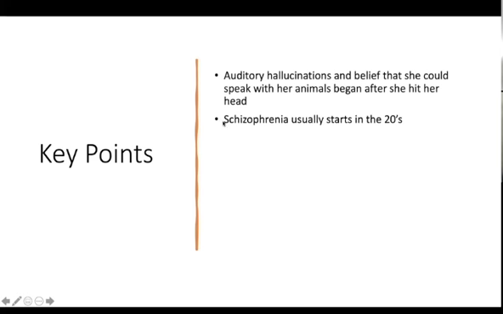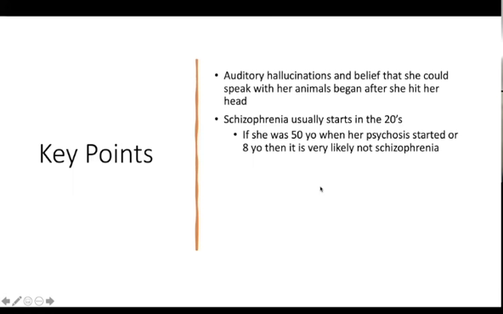Now, could it be schizophrenia? Schizophrenia for women does usually start a little later, in their late 20s. So we definitely have to keep that in the back of our mind. Now, if she was 50 years old or 8 years old, it's probably not schizophrenia, right? Because those are unusual times of onset.